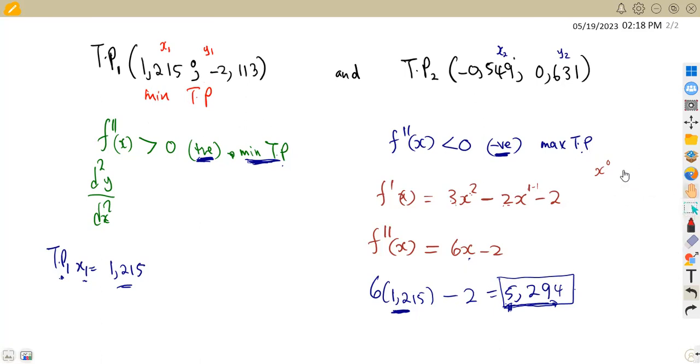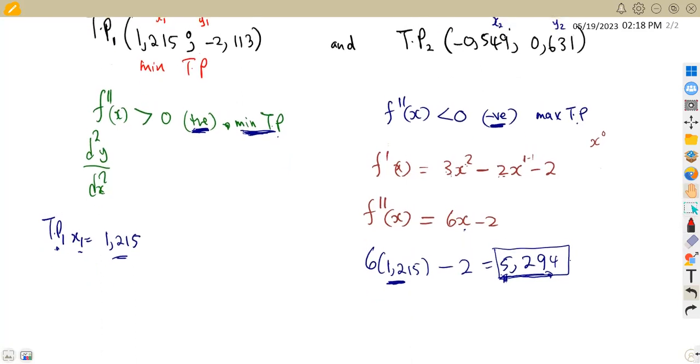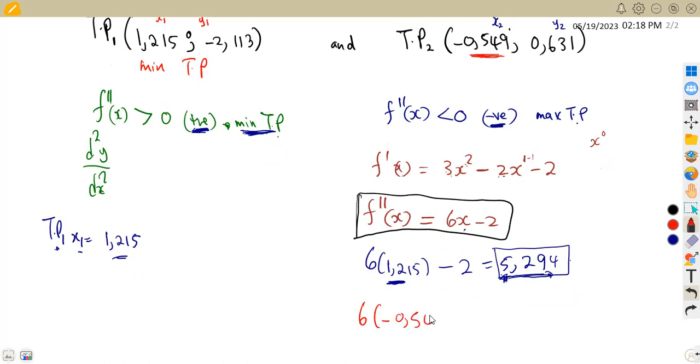But we can prove that also. Is this a maximum turning point? Remember what you're going to do: you substitute the value of x into our second derivative. This is our second derivative here. So we substitute the value of x at the second turning point. This is 6 times our x for the second turning point, which is negative 0,549, minus 2. We still have a negative 2. If we simplify this, we obtain negative 5,294.